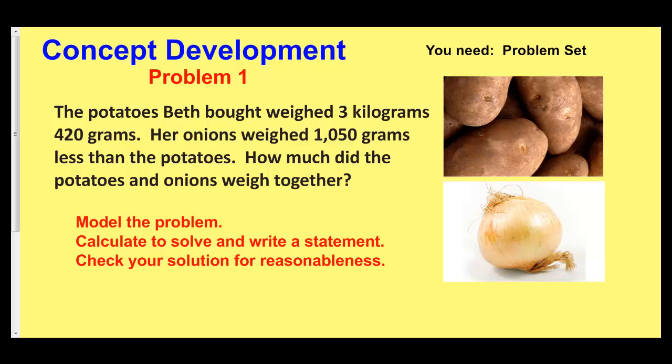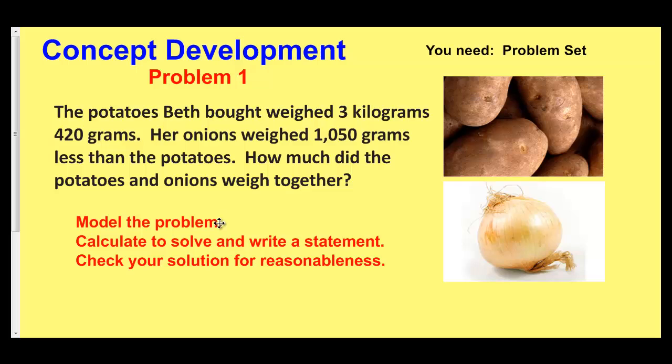So with our problems, we are going to be using the RDW process that we've been using. We're going to read, we're going to draw something, we're going to write a number sentence, and then we're going to write a word sentence. So the first thing that we're going to do is we're going to read this problem. The potatoes Beth bought weighed 3 kilograms, 420 grams. Her onions weighed 1,050 grams less than the potatoes. How much did the potatoes and onions weigh together?